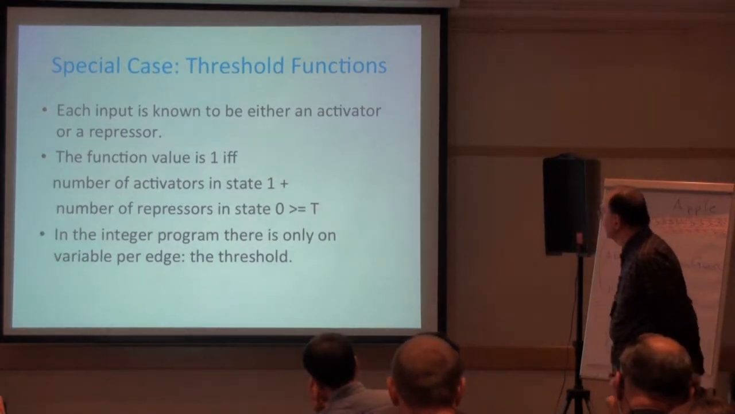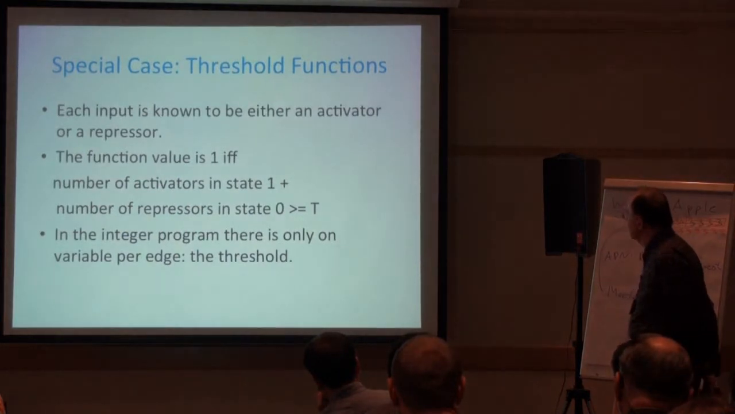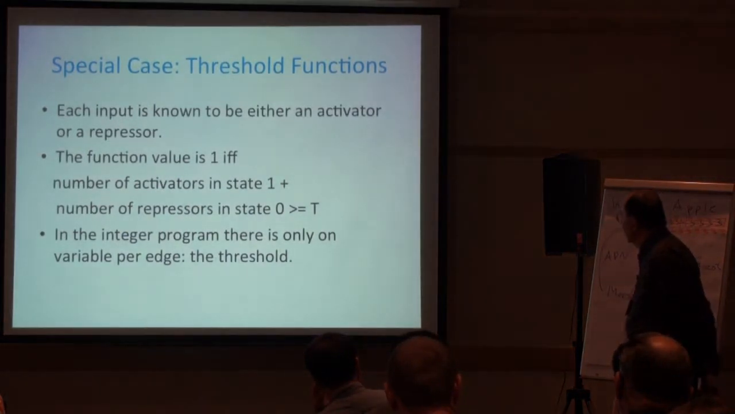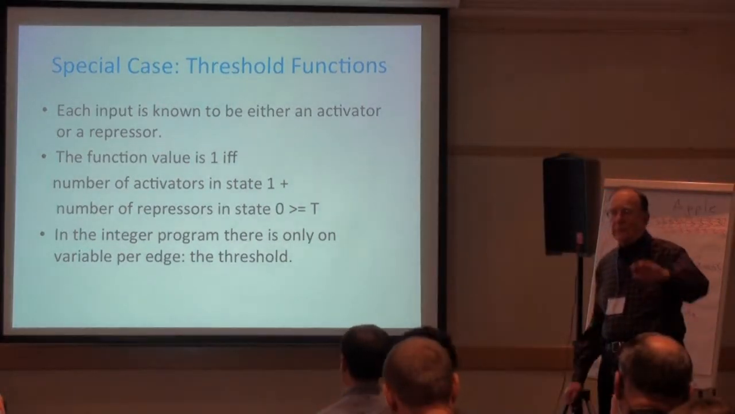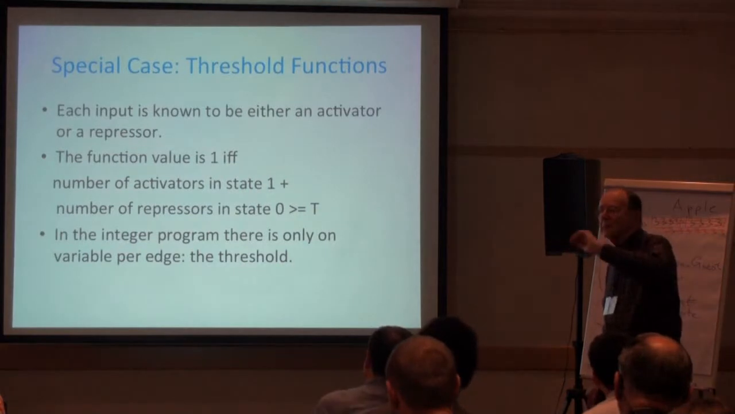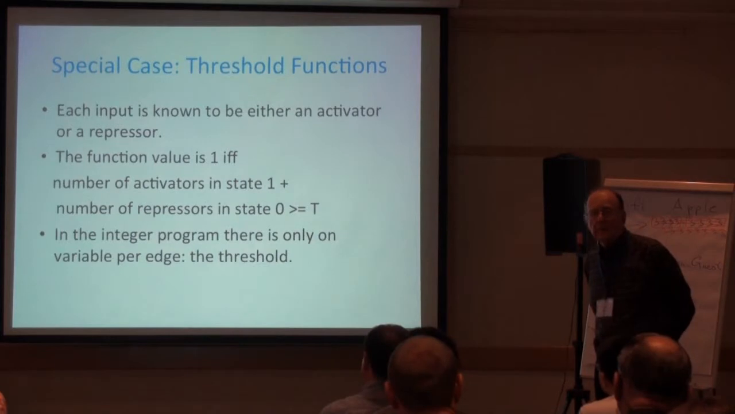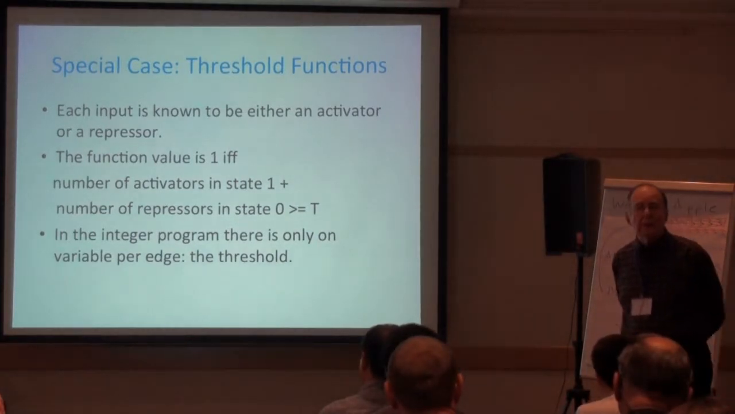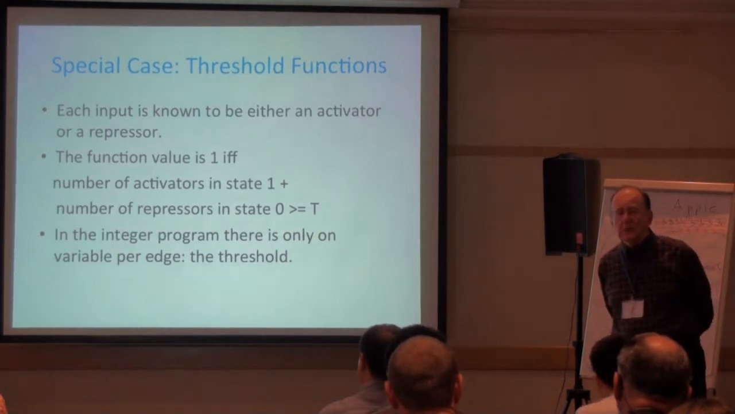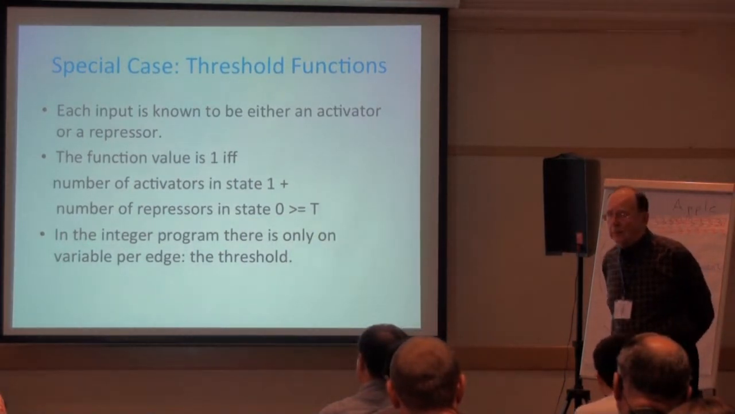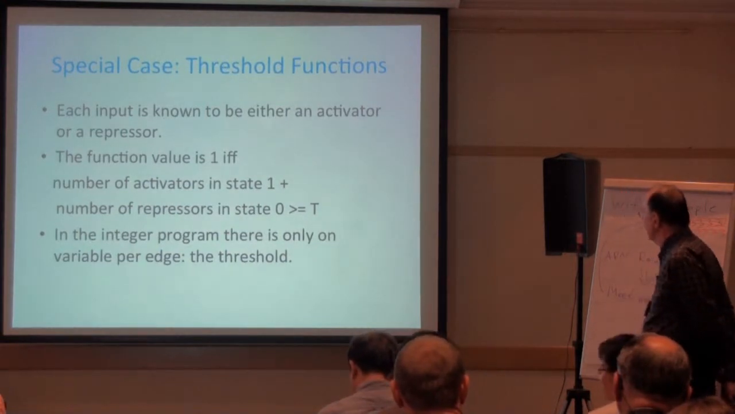Now, the advantage of restricting attention to this class of functions is that you can characterize the entire truth table of the function once you know which inputs are activators and which ones are repressors by a single threshold number t. And so one can write, in this case, an extremely compact integer program which involves as variables these thresholds. And so the problem comes down to inferring the thresholds from experiments.